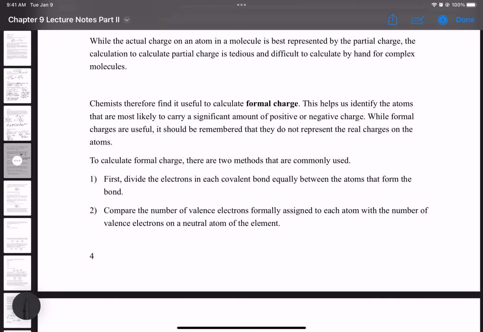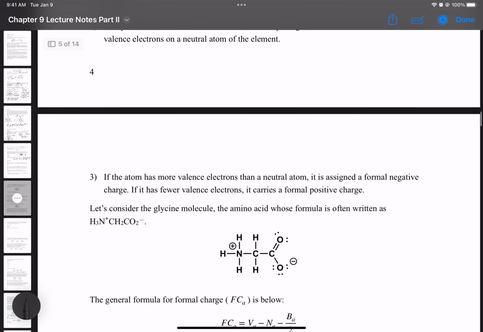So we compare it to if the element was a neutral atom. So if in my compound I had hydrogen, I would compare the number of valence electrons that are assigned to it to what hydrogen usually has as a neutral atom of the element. That might not make sense right now, but we'll go over it, okay?